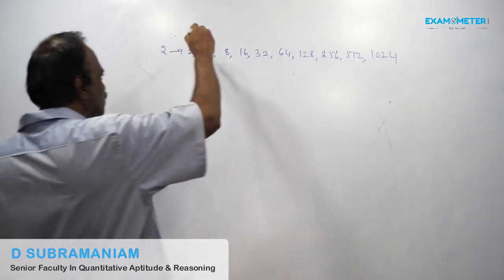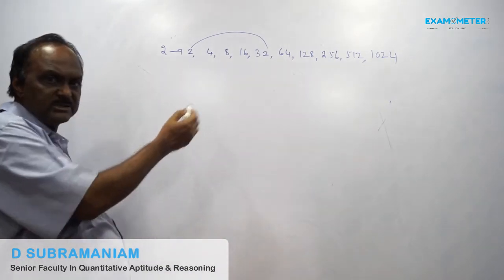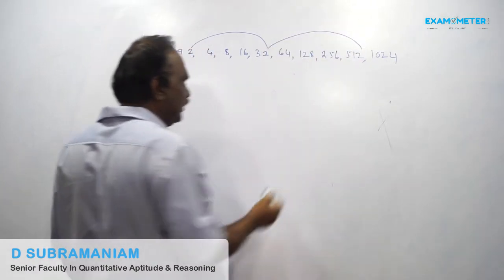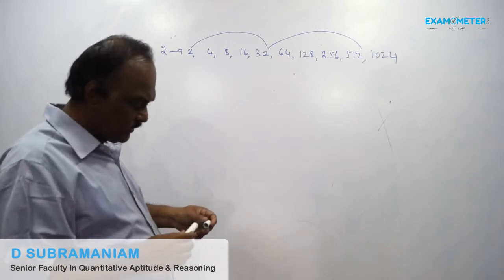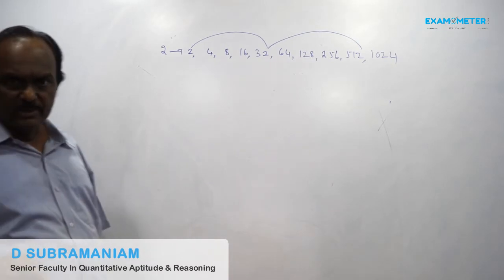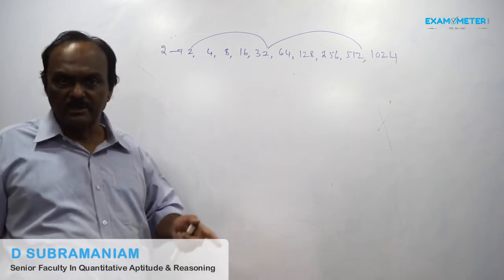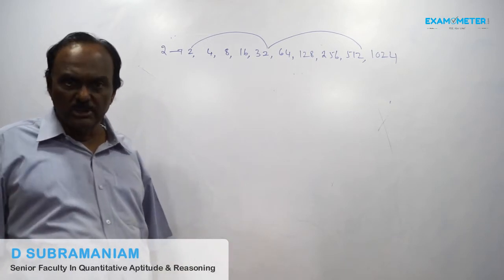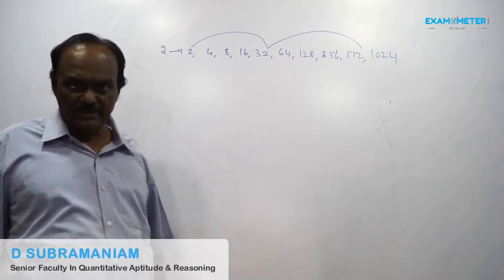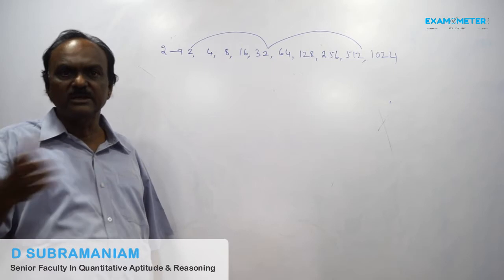2 power 1 is 2, 2 power 5 is 32. In 32, the unit place is 2. 2 power 9 is 512. In 512, the unit place is 2. So after 4 places, the unit place is repeating. As far as the 2 series is concerned, after 4 places, the series repeats.